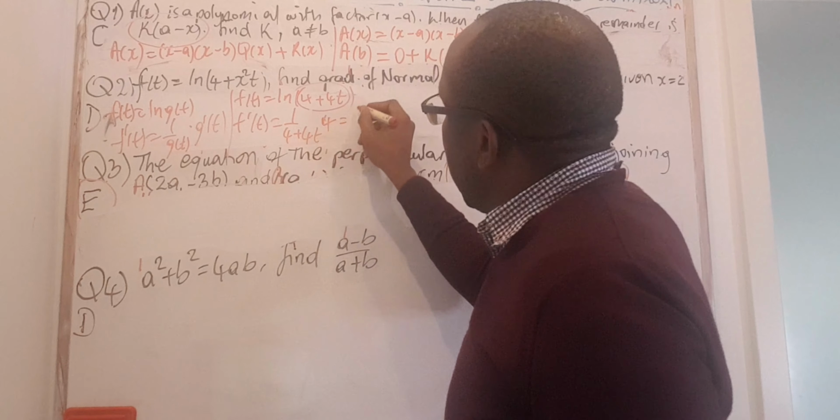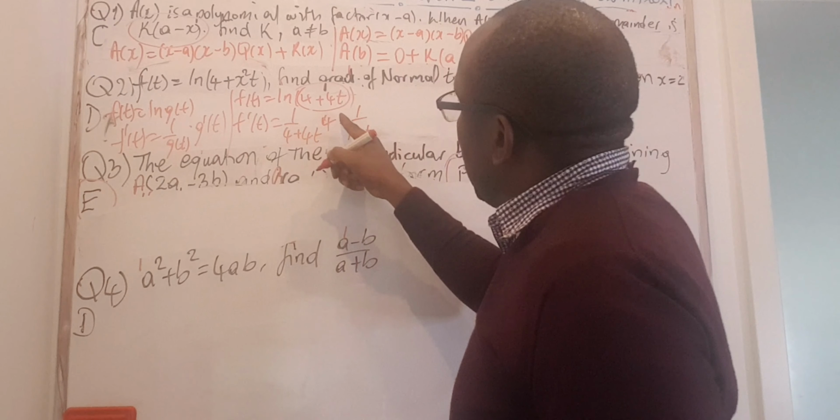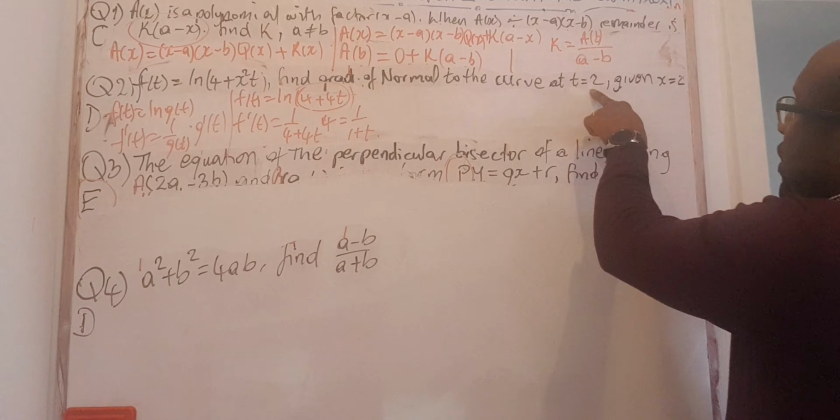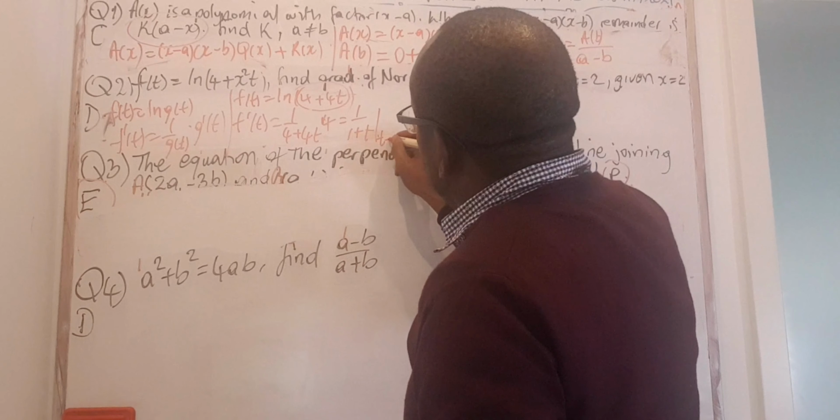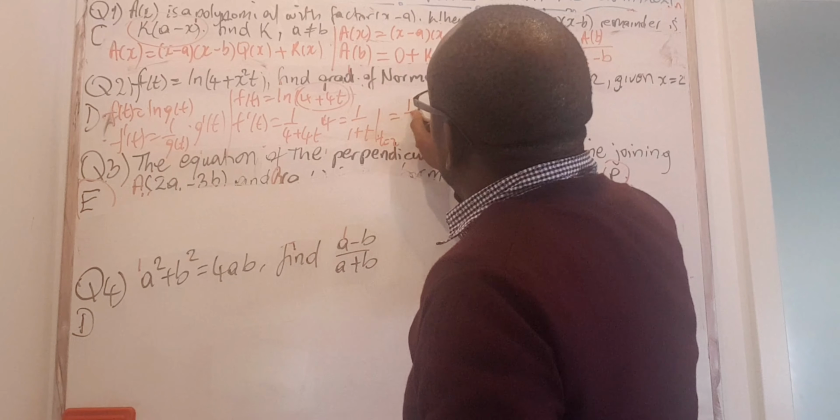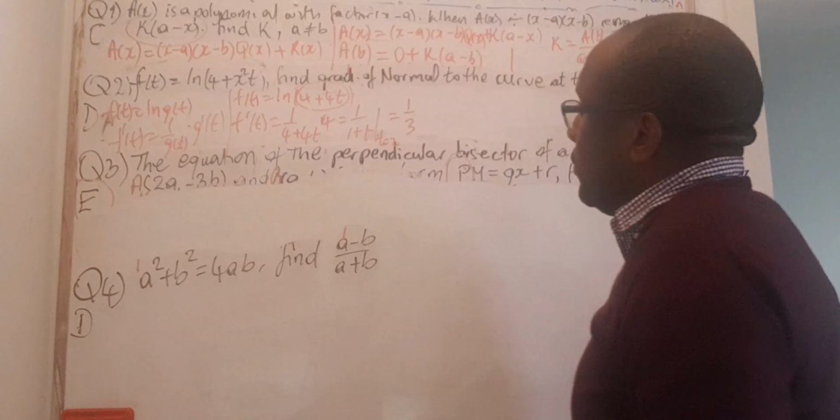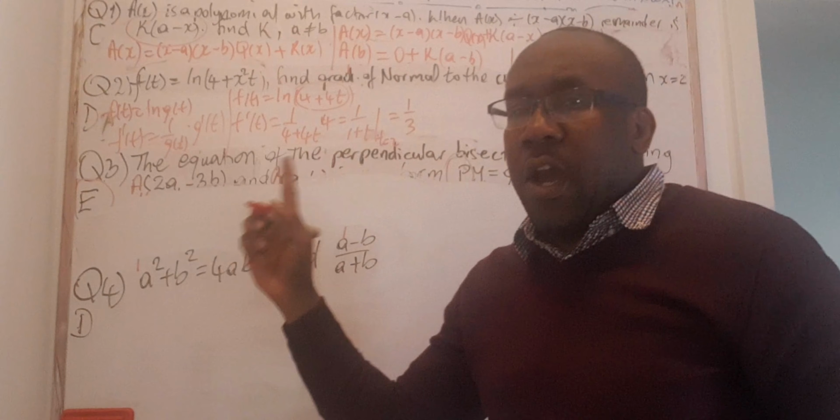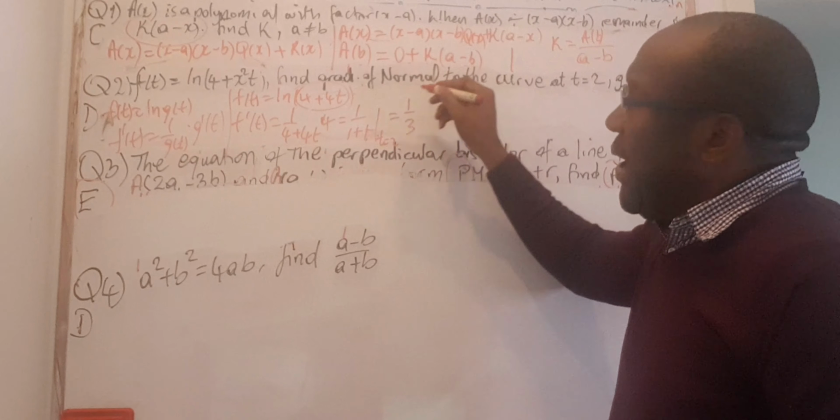This 4 can actually cancel, and I get 1 over 1 plus t. So this 4 cancels this and this. But we say this should be done at t equal to 2. So if t is equal to 2, then this one is going to give us 1 over 3, because that's 1 plus 2. This is a gradient of the tangent to the curve, not the gradient of the normal.